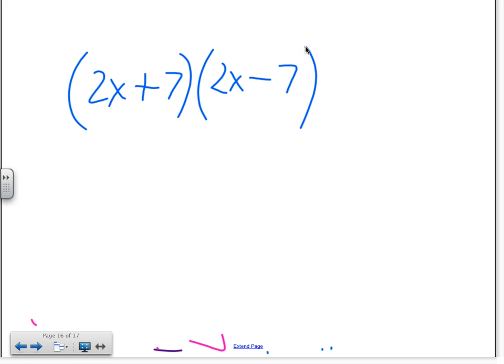Can anyone tell me what the answer is quickly? 4x, Isaiah, loud. 4x squared minus 49. Very good. Done. That's it. And you know why now, right? Because if you do the box, one is going to be negative, the other one's positive, they'll cancel out, and therefore there's no middle term.